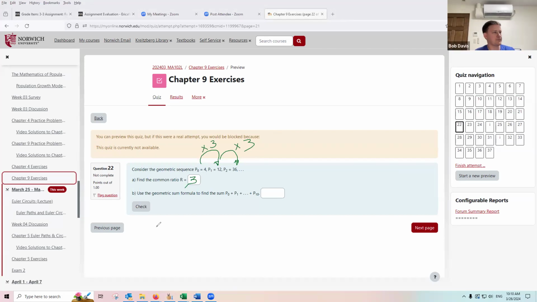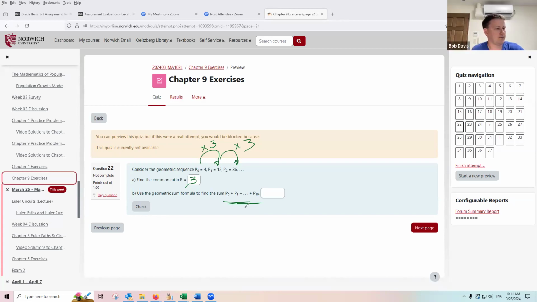Now, they're going to ask me to find the sum of P0 to P10. I could either do this manually, or I could try to look for a shortcut. There's a certain formula for a geometric sum that we can talk about.